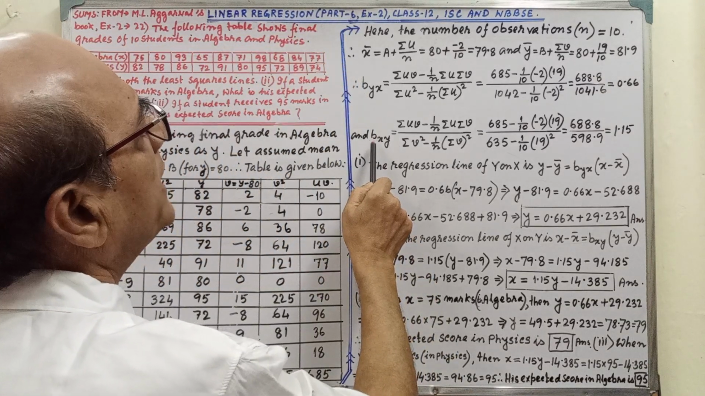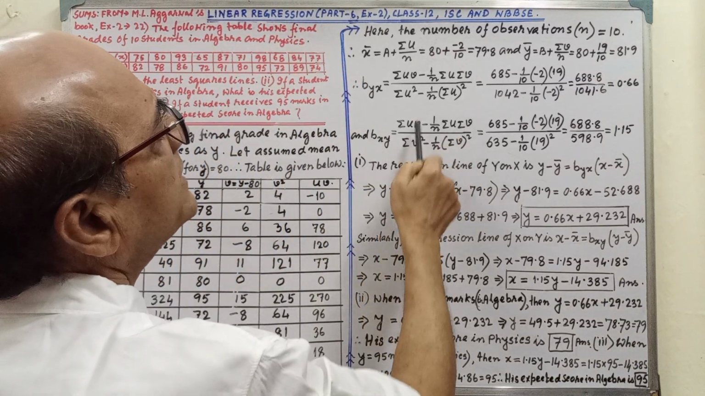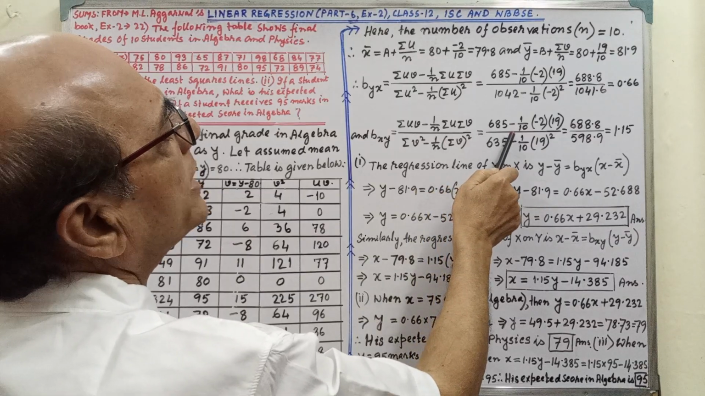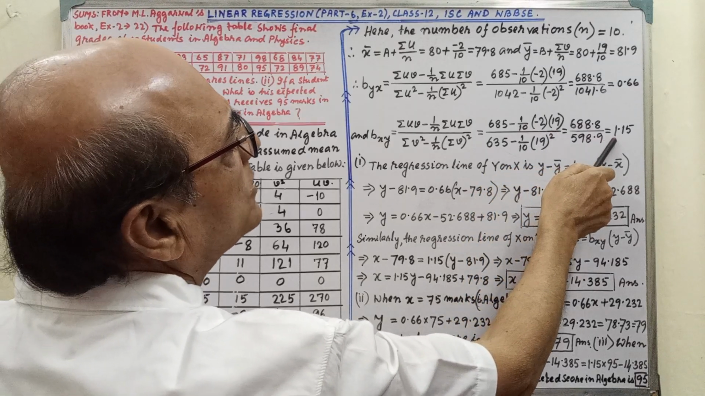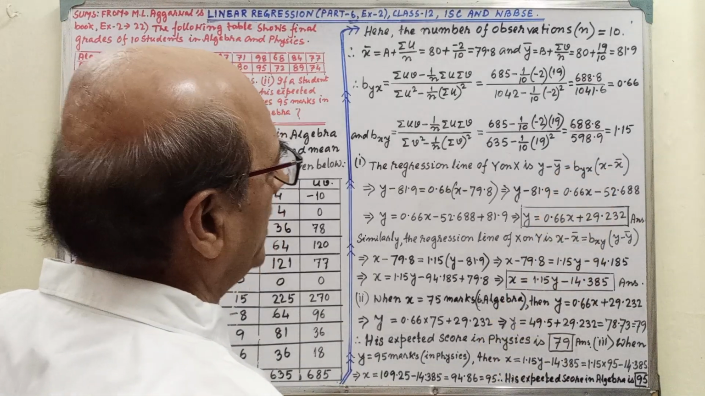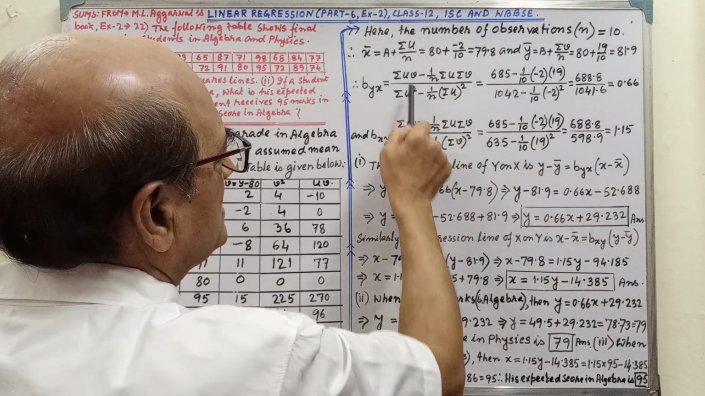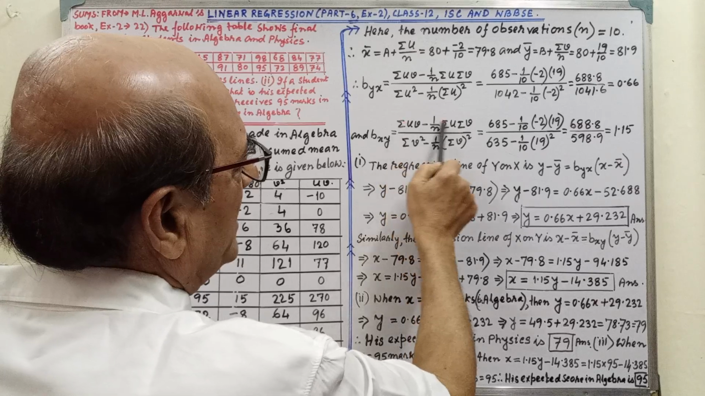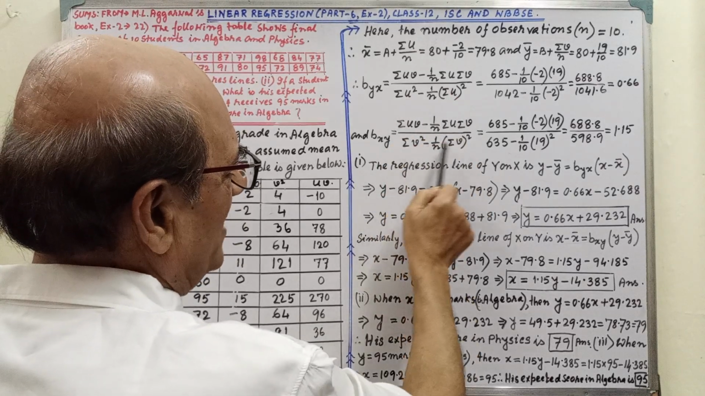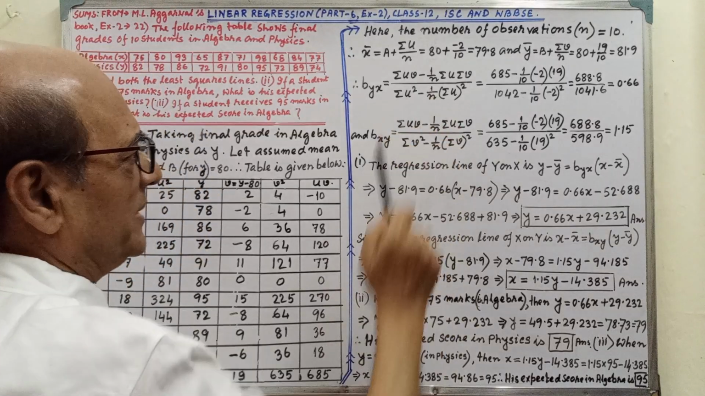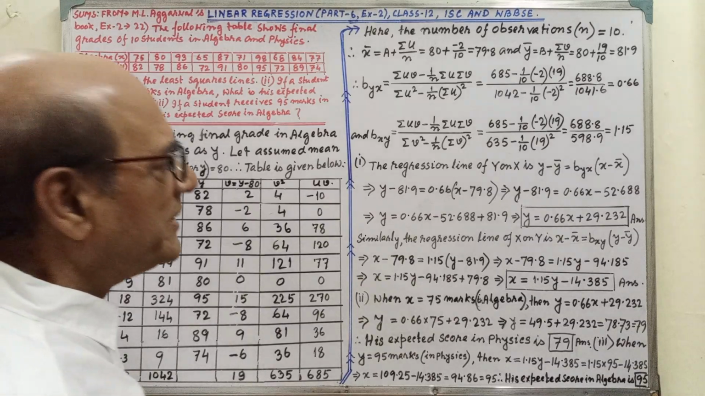Similarly, we have to find out bxy. After writing the formula, we have to put the relevant values. After putting relevant values, then by simplifying we are getting 1.19. What's the difference between these? This is uv, same numerator, and the denominator here is u square, here is v square. If you compare, then easily you can remember.